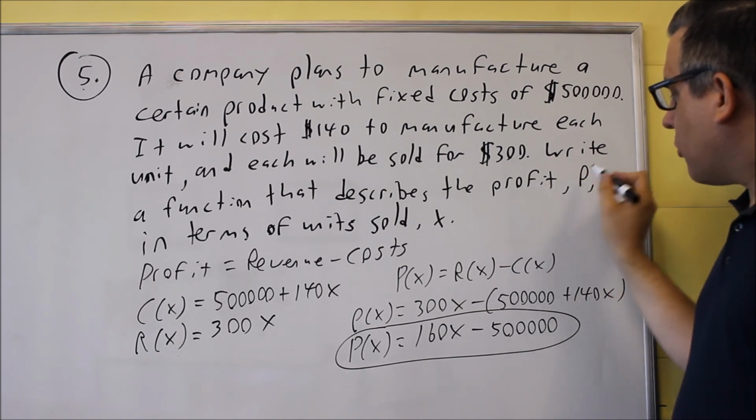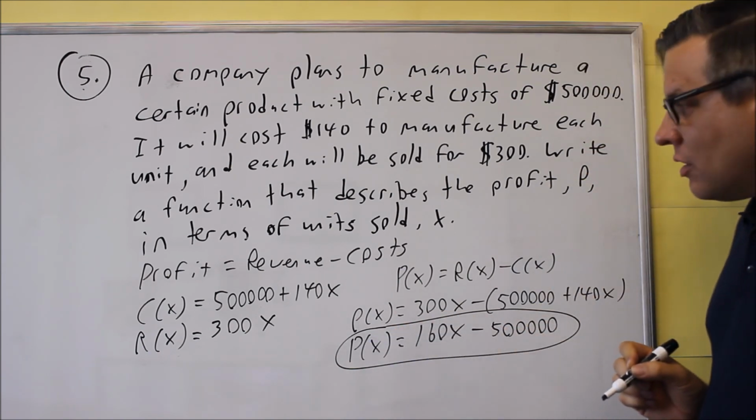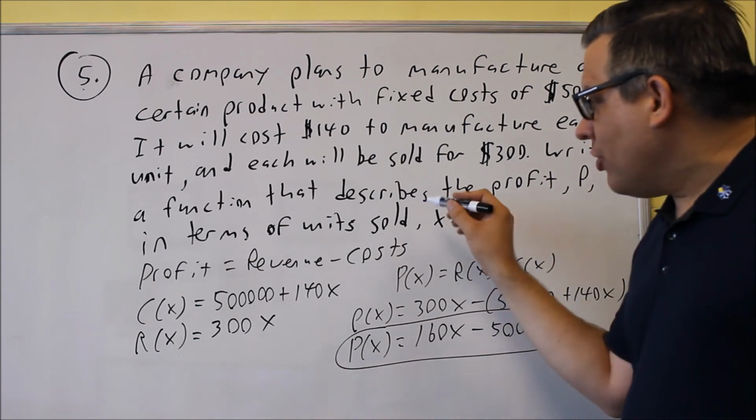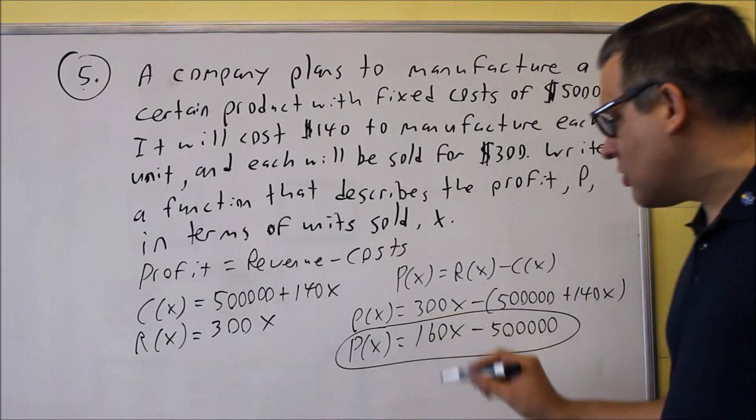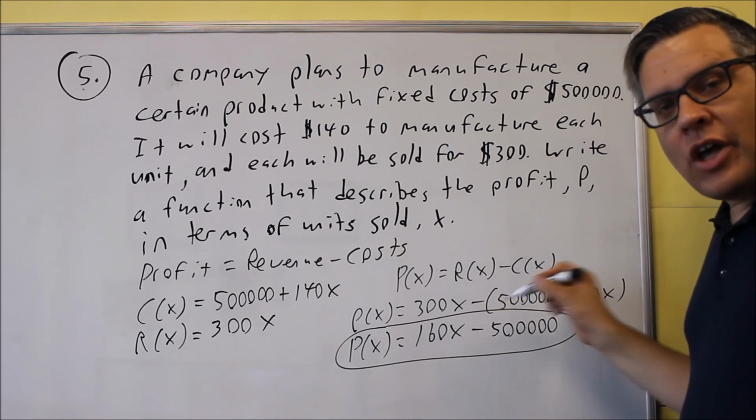It says they want you to call the profit equation P. We have that as a function of, in terms of units sold x, or as a function of means we have P of x, and we have this as the rest of it. That would be your final answer.